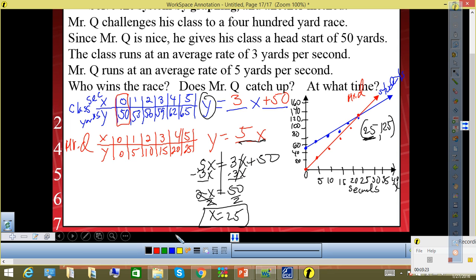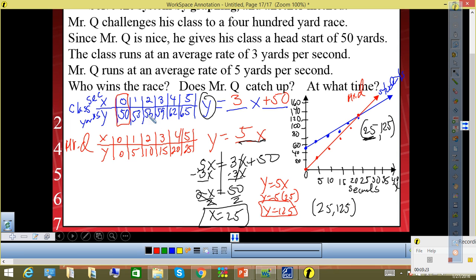Then we substitute that into that second equation, or the first, doesn't matter. I'm going to use the second one. y equals 5x. y equals 5 times 25. y equals 125. My solution is (25, 125).